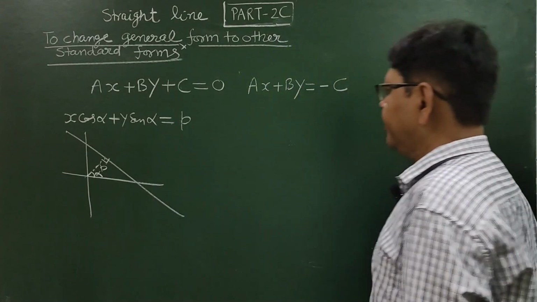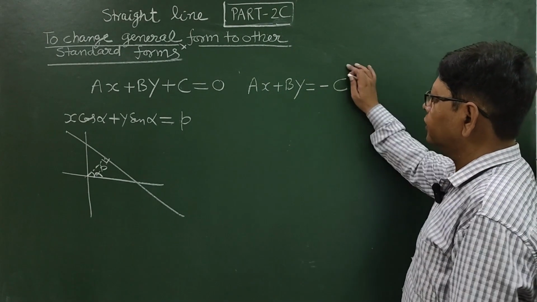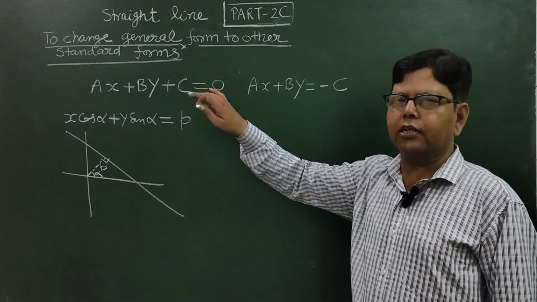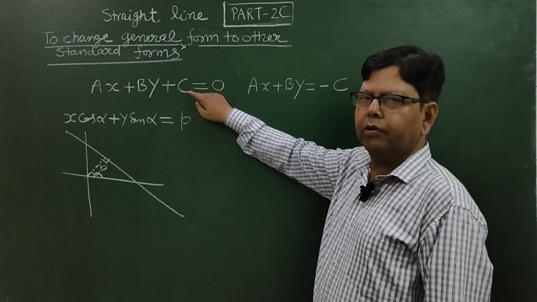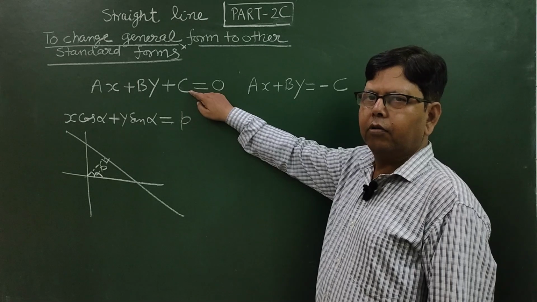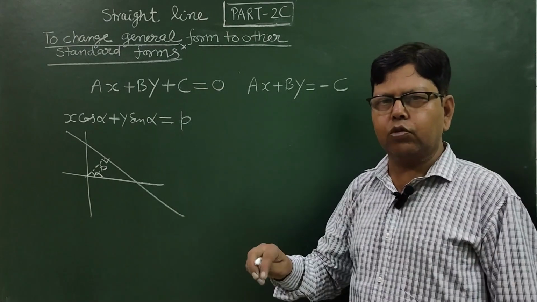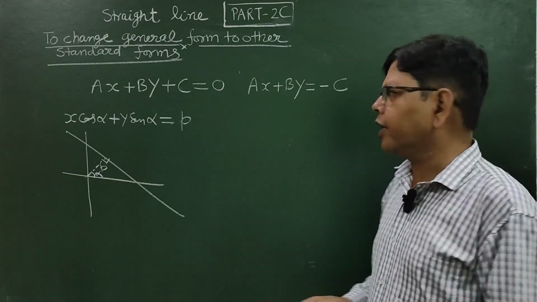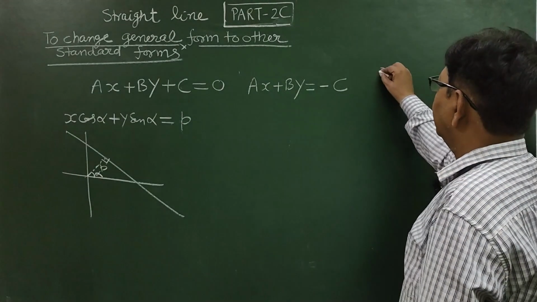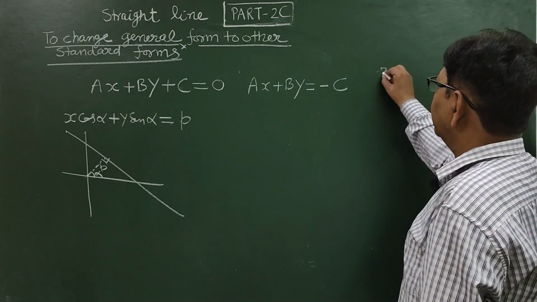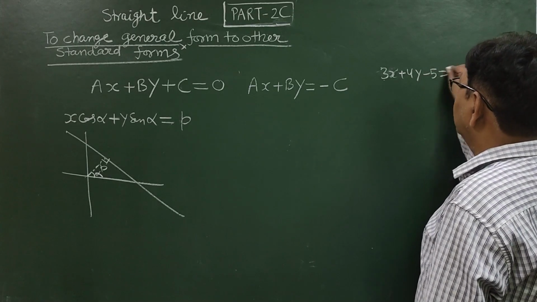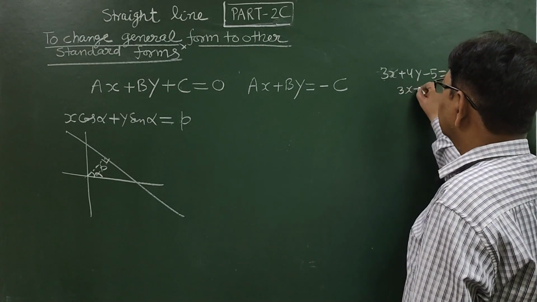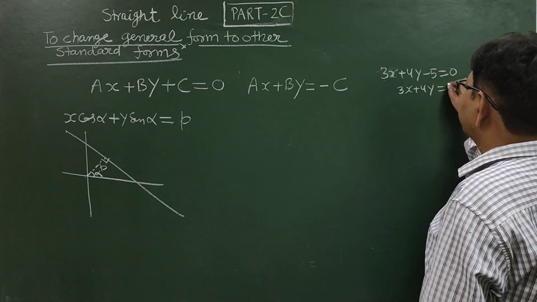Keeping in mind that it should be positive. Here we cannot tell whether it is positive or negative, because the value of c will decide whether on transposing to the right hand side it will be positive or negative. For example, if you have the equation 3x plus 4y minus 5 is equal to 0, now in this case 3x plus 4y equal to 5, it is positive.